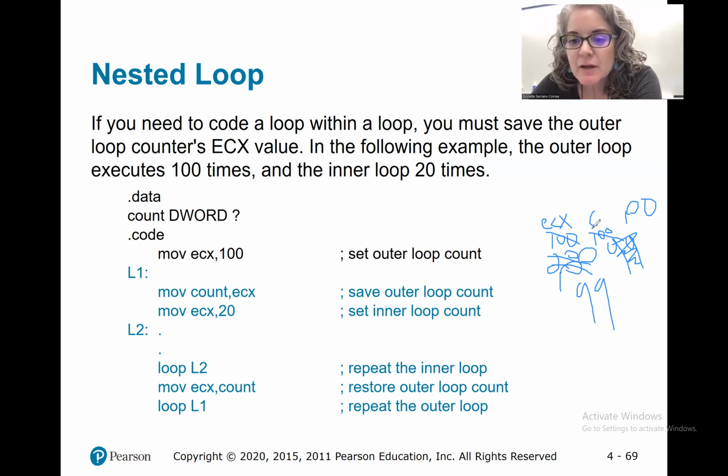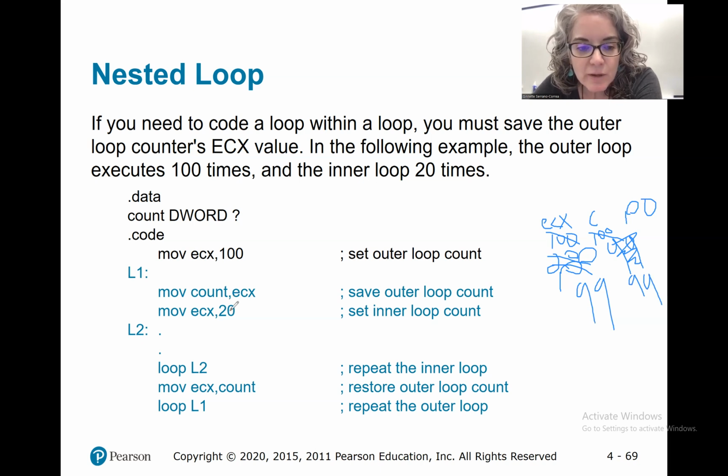Count is 100. We move it to ECX because it had a 20, so it became 100. Then it decreased it to 99. Then it checks, is 99 not equal to 0? True. So let's go here. ECX gets moved to count. So now ECX becomes 99.